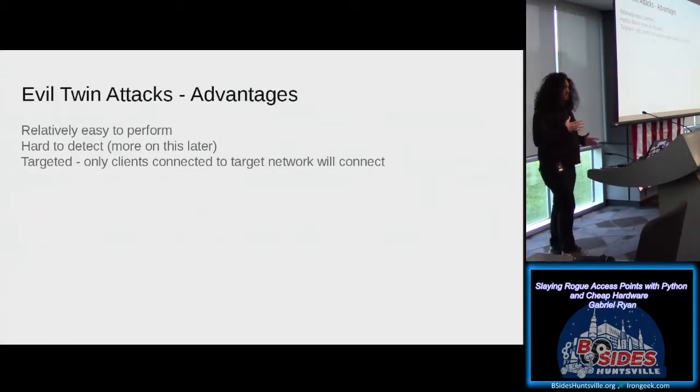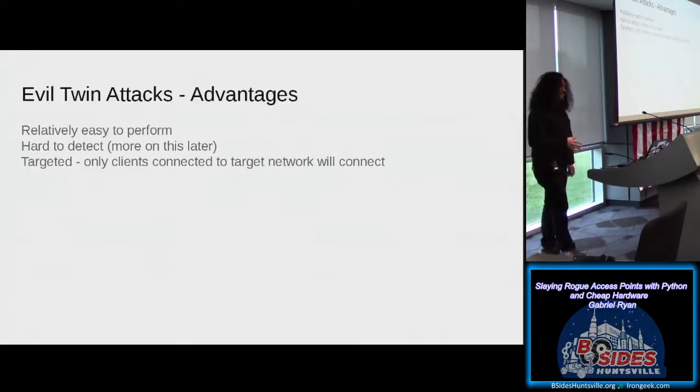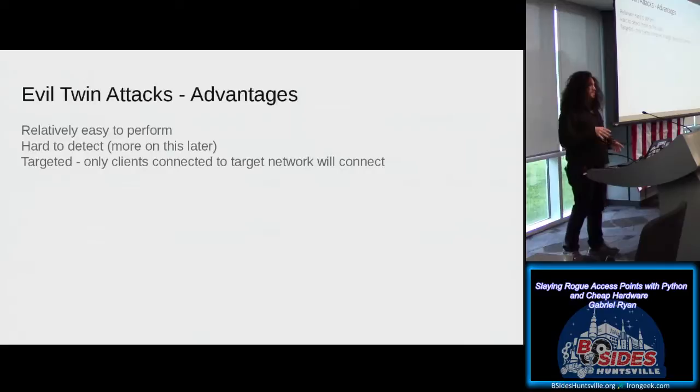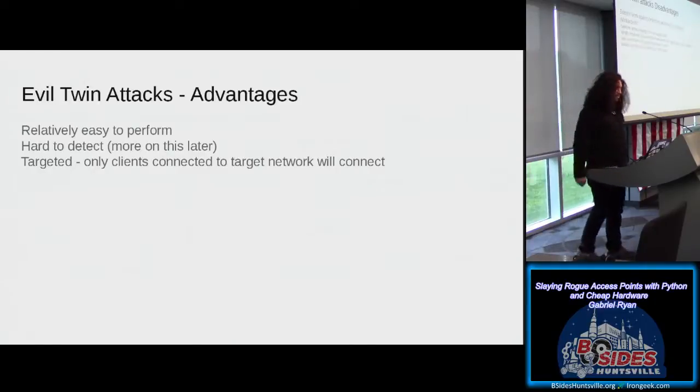So if you're using a Karma attack, which we're going to go over later, it's kind of like throwing out a wireless frag grenade. It's going to get everyone nearby. You don't want to do that if you're going after a specific network. This is going to target only a specific network with the SSID with which you are spinning up the wireless access point. So that's a good thing because you stay within your scope.